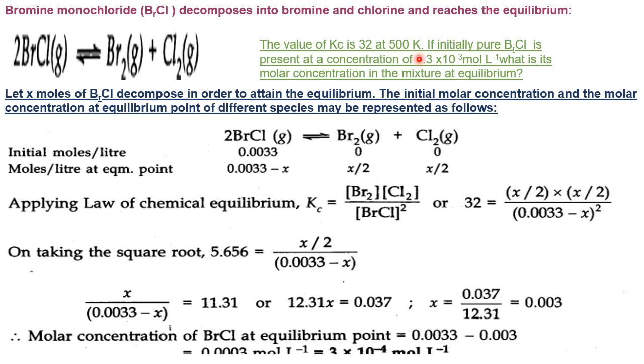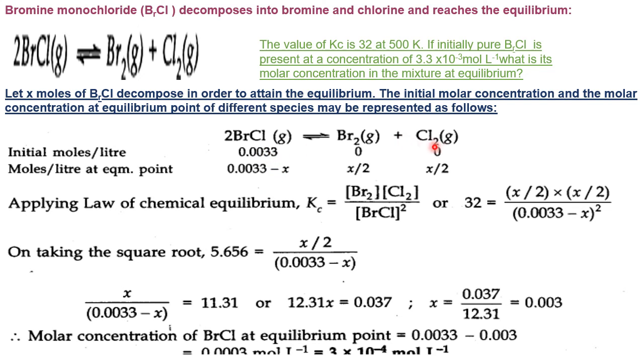So we will solve. Let x moles of BrCl decompose in order to attain the equilibrium. The initial molar concentration and the molar concentration at equilibrium I have taken here. The initial concentration of bromine monochloride is 0.0033, because he has given 3.3 times 10 to the power minus 3. If you divide by 1000, you will get 0.0033, the initial concentration.